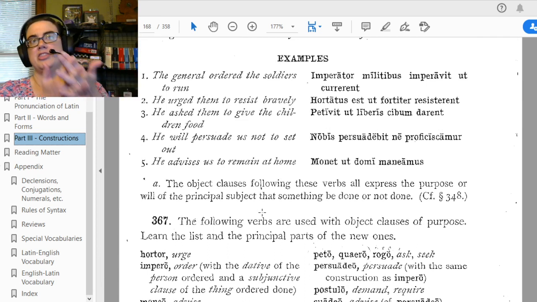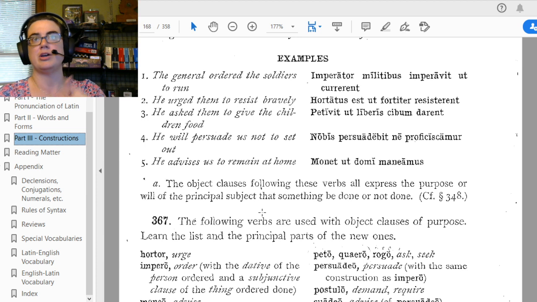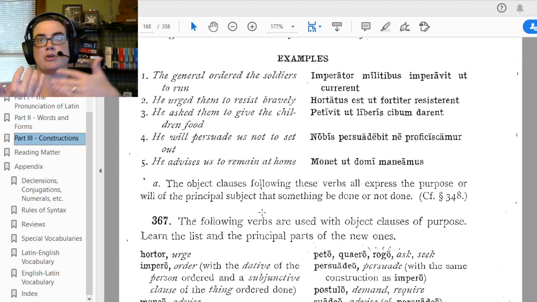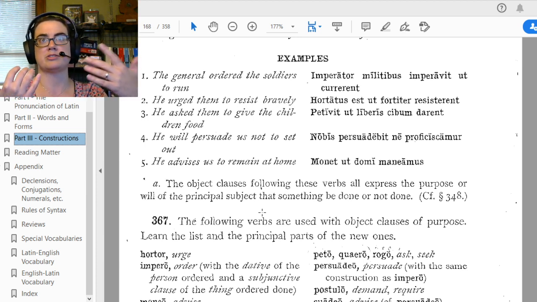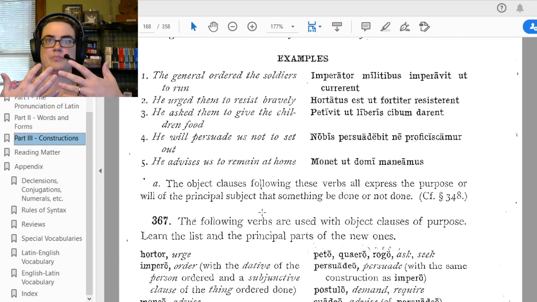So, the general ordered the soldiers to run. We're using the infinitive. Imperator militibus imperavit ut currerent. So we've got the imperator. We have our verb of commanding, impero. We have the dative, because you command your dative, militibus. We have our ut, setting up that it's an indirect command, and then our subjunctive.